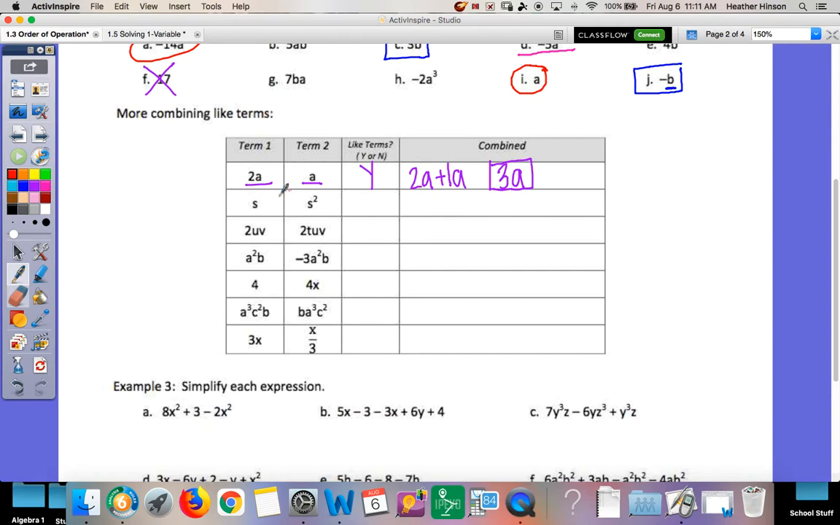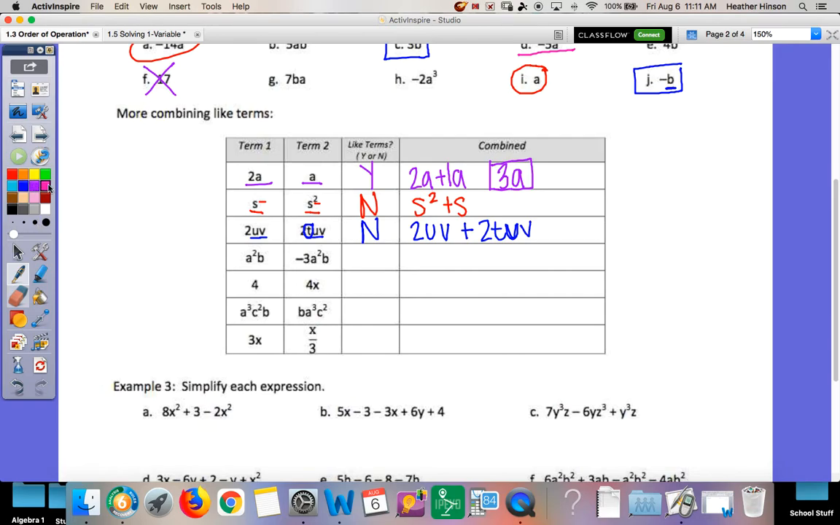Okay, so the next one. Do we have the same variable and the same exponent? No. So you're just going to write them out. We can't combine them. There's nothing else to do here. The third one. Do we have the same variables and the same exponents? No. This one has an extra t. This one does not. So again, we just have to bring them over. We cannot combine them.